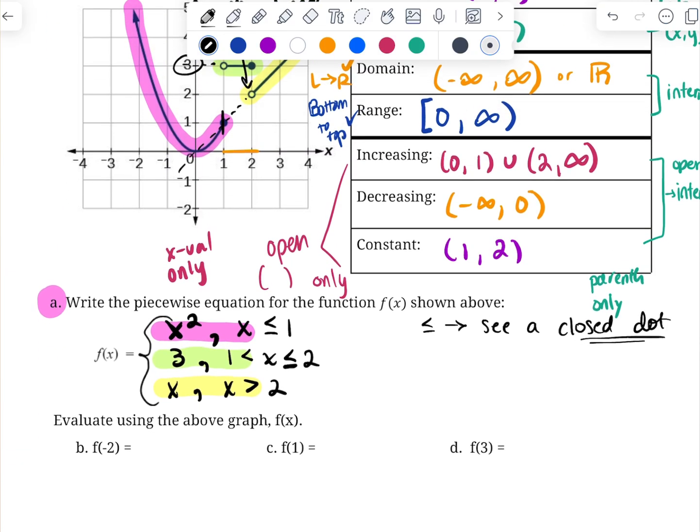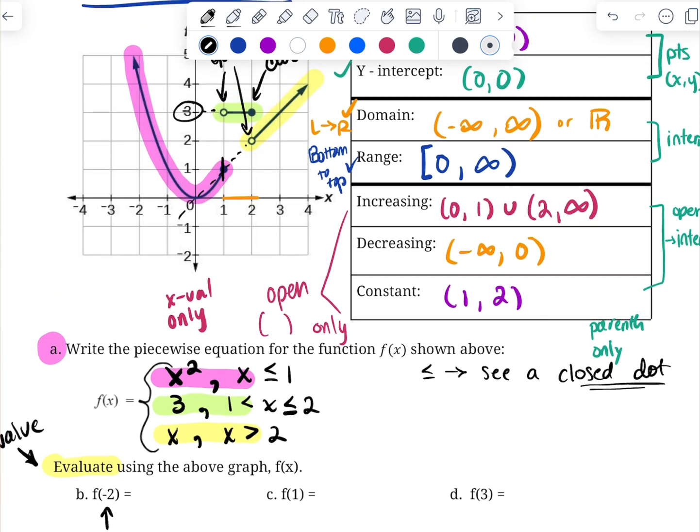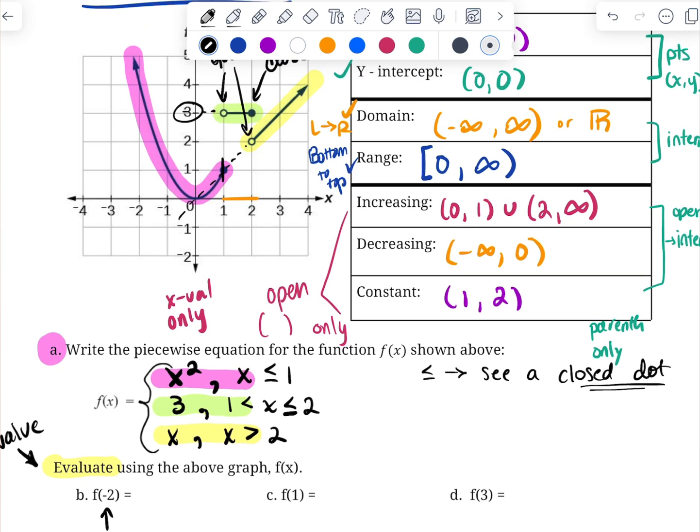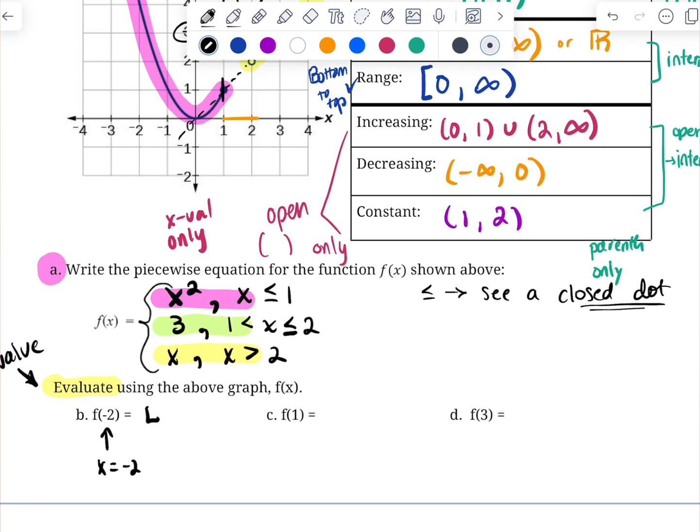Okay, and then anytime you're asked to evaluate, that means you're looking for one value. I want a value. And you can use the graph, or you could use your equation, your call. So these are all x. Like when x equals -2, what's the answer? So x equals -2, it looks like that answer is 4. If we're looking at f of 1, that's still on that same piece. It's 1, because that's where that closed dot is.